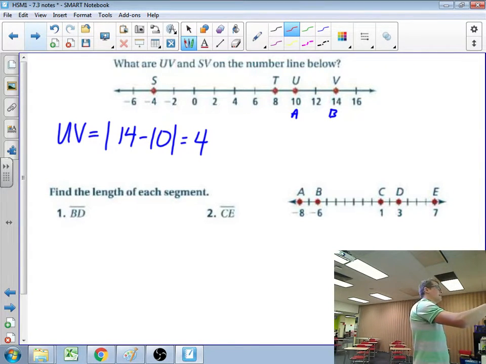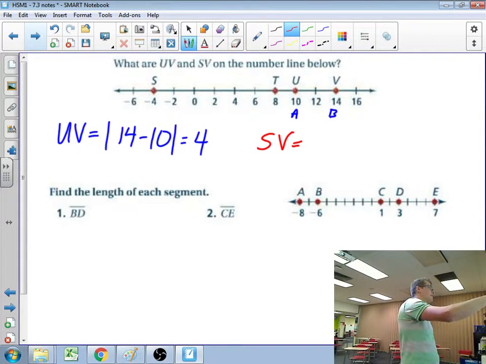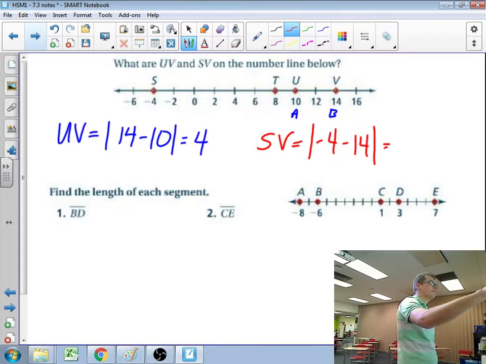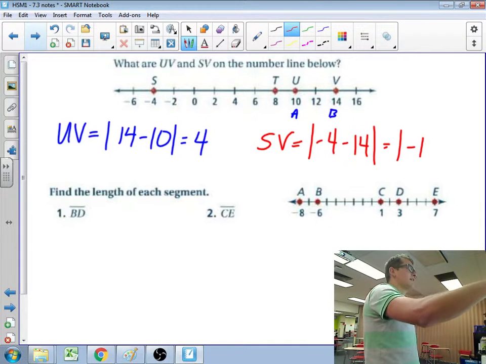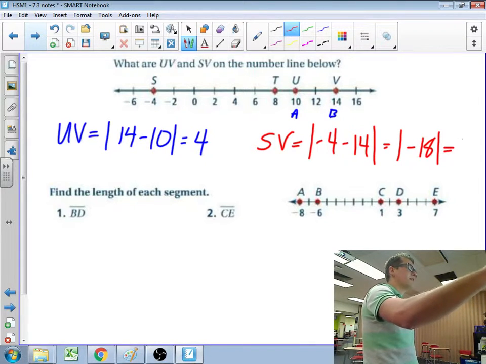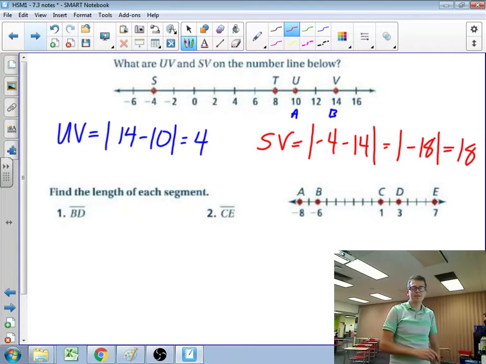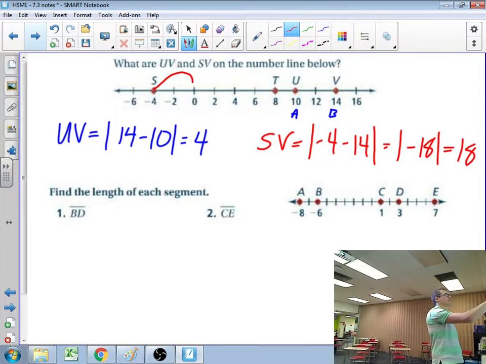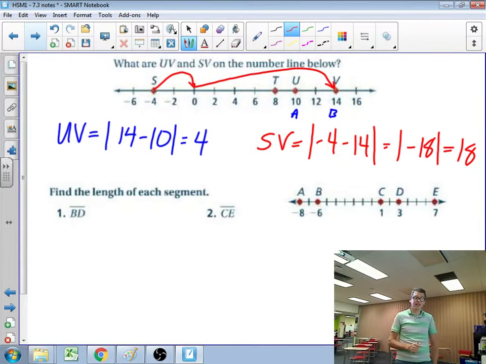So then SV, this one, I will start with my lower value, negative 4 minus 14, which might seem pretty ridiculous. But that gives me a negative 18, and the absolute value of that is a positive 18. So you see that the distance from S to V is a positive 18, which we know because from S to 0, that's 4, and then from 0 to V is another 14. When you add them together, you get a total of 18.